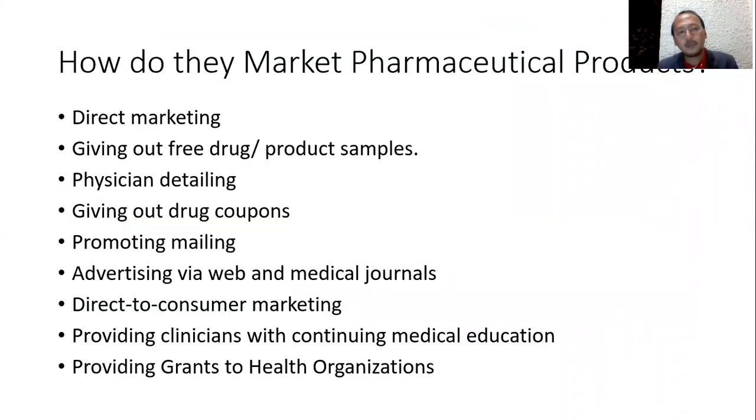Moving on, how do they market pharmaceutical products when dealing with their consumers? Number one would be direct marketing. This is a method used by pharmaceutical marketing, including giving out free drug product samples, dealing with physicians, clinicians and other healthcare providers such as pharmacists, giving out drug coupons, promotional mailing, advertising via web and medical journals as mentioned a while ago, and direct-to-consumer marketing, providing clinicians with continuing medical education.